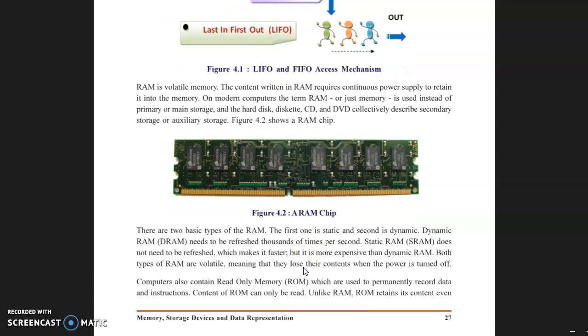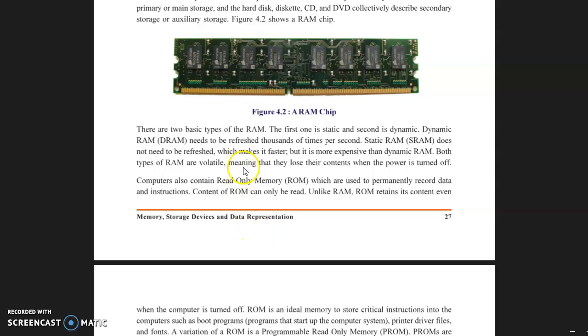There are two basic types of RAM. The first one is static and the second is dynamic. Dynamic RAM needs to be refreshed thousands of times per second. Static RAM does not need to be refreshed, which makes it faster, but it is more expensive than dynamic RAM. Both types of RAM are volatile, meaning that they lose their contents when the power is turned off.